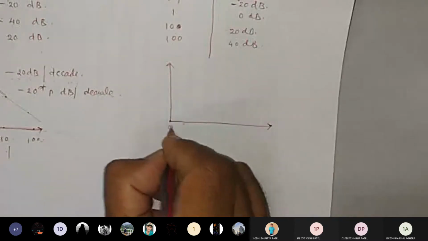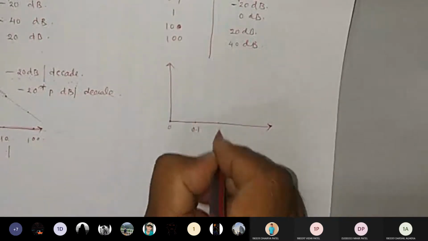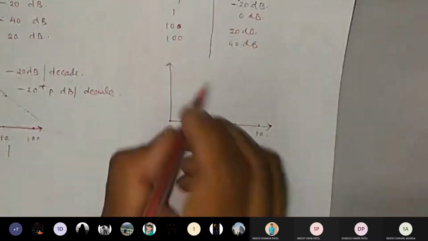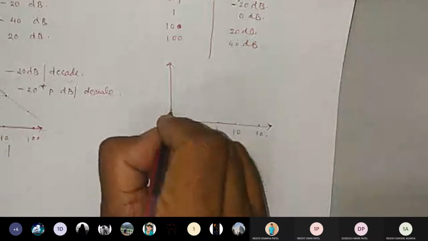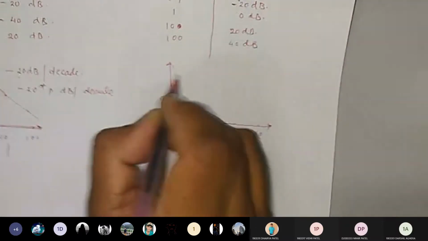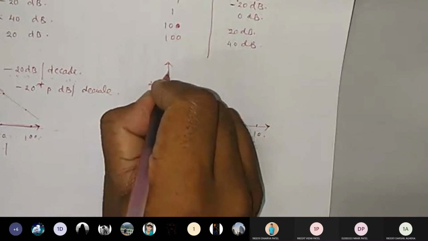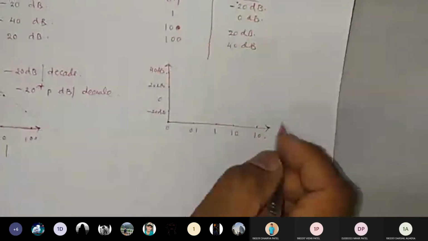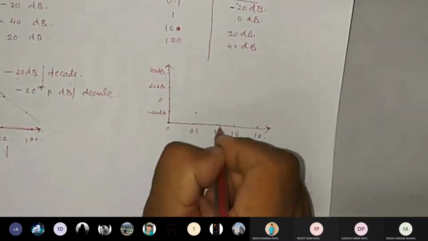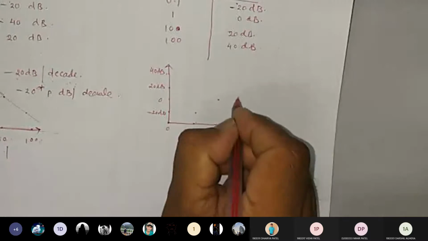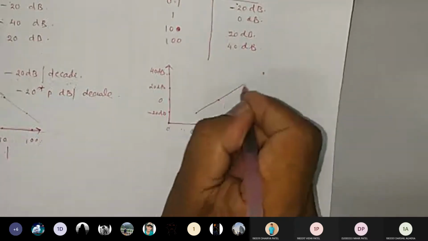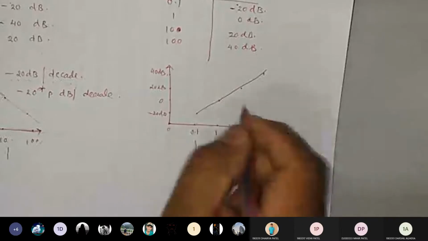Okay, so over here the axis is 0.1, 1, 10, 100. I'm starting with 0.1, so it will be minus 20 dB. It will be 0, 20, and 40 dB. So for 0.1 it is minus 20. So this will be over here, this over here, this over here, and this over here. Okay, so you will be getting this graph. For 1 decade, what is the slope?